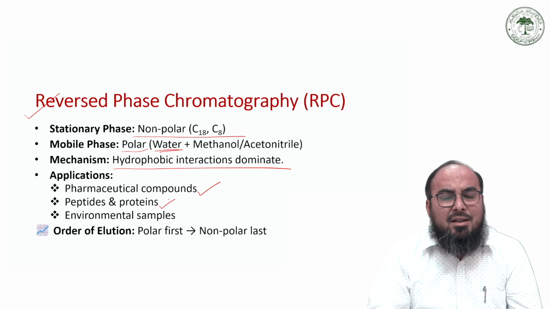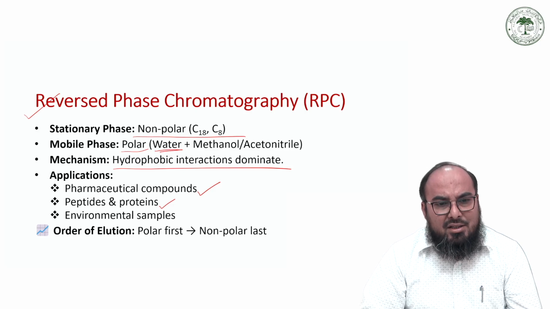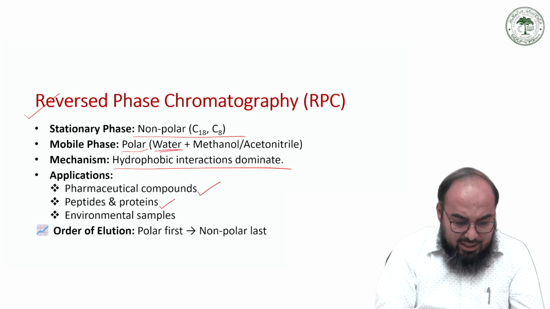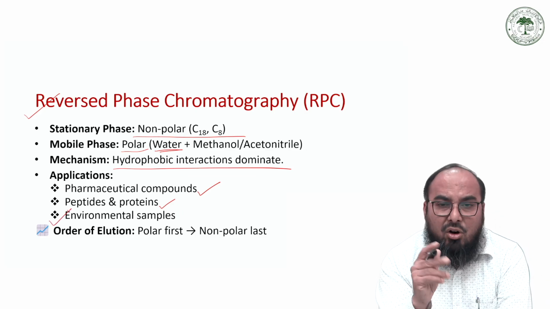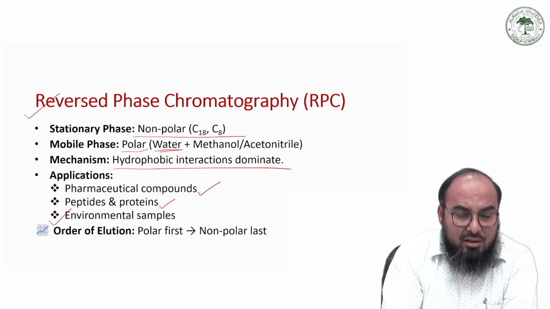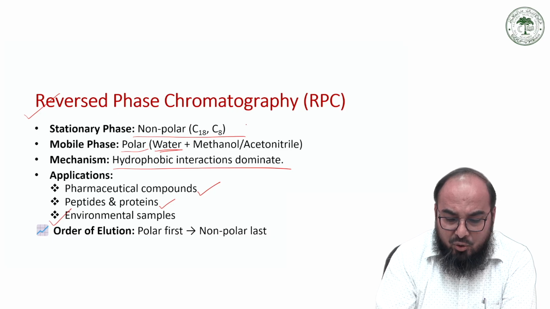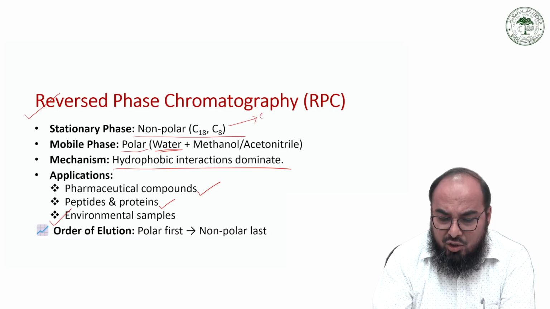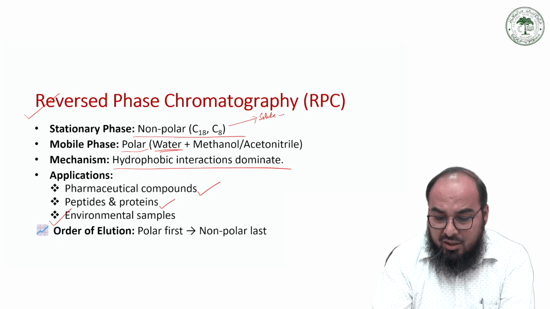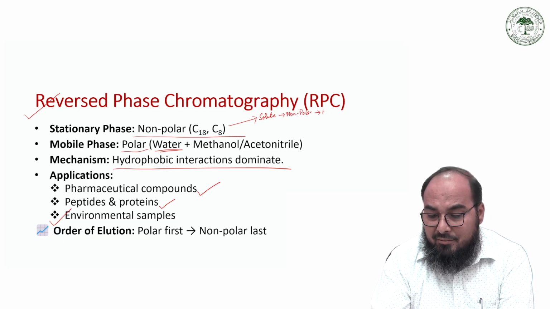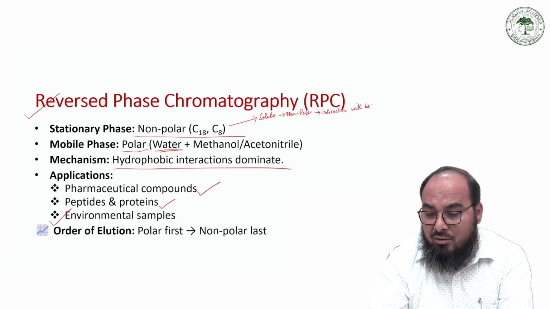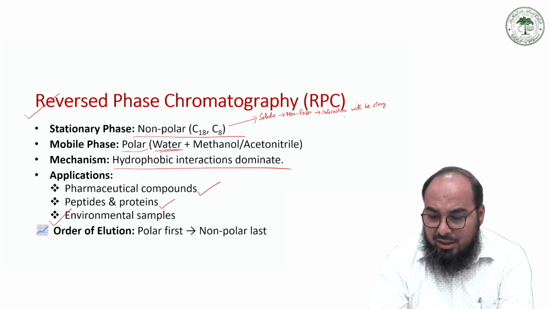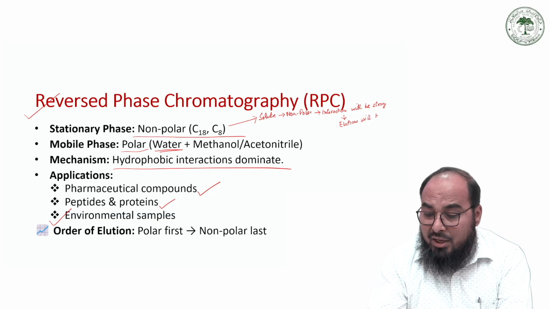Similarly, peptides and proteins, which have a charge difference. So here, for environmental samples also, on the same analogy, you can say that if your solute is non-polar, the interaction will be high, the interaction will be strong, or you can say elution will be delayed.